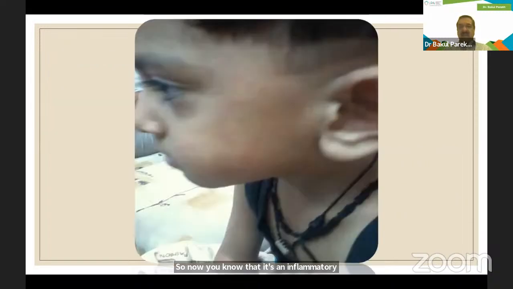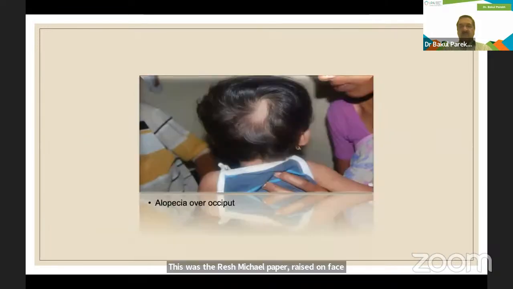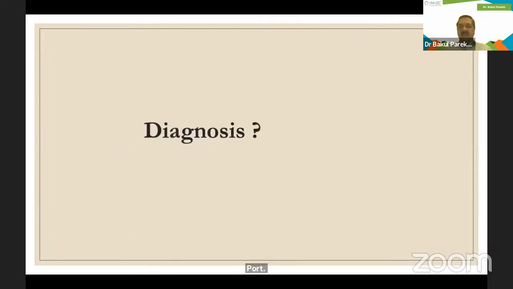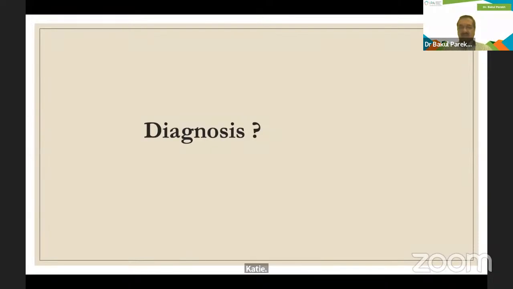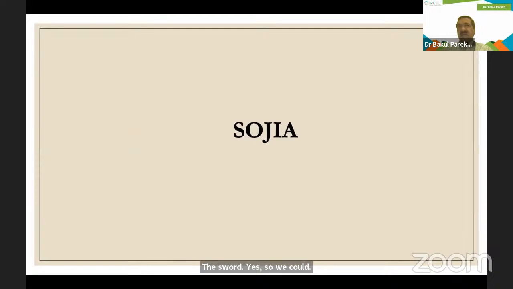And in this child, there was a maculopapular rash on the face and foot, and a little alopecia, but a male child. So the diagnosis, for any inflammatory fever at this age, is KD, or maybe Sogia. Those are Sogias, subacute juvenile arthritis. But if this was a female child with alopecia, I would have kept in mind SLE as well as a differential.